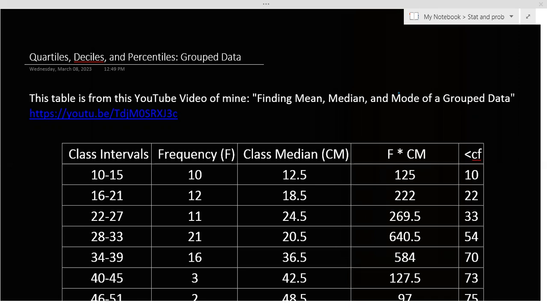Okay? So the overall objective natin dito is to find a given quartile, a given decile, and or a given percentile sa isang group data. How would you know if the data is grouped or not?